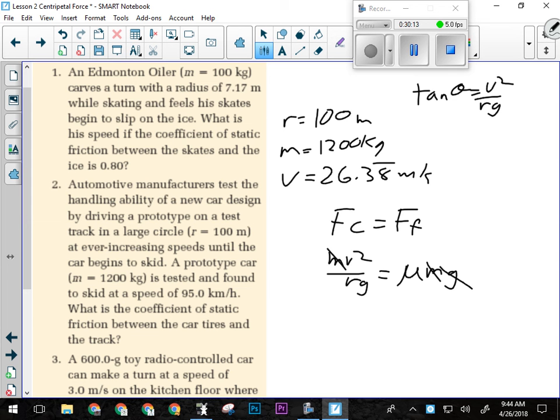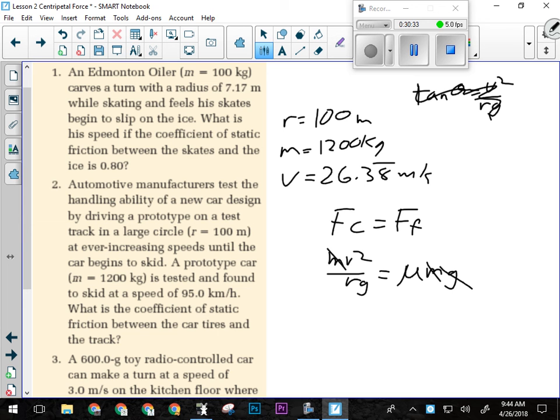Corners have stuff in common, right? I'm solving for the thing that influences the corner, friction. I'm solving for the thing that influences the corner, bank. They have the same three things affecting them: the speed, the radius, and gravity. So it's only natural that their formulas should be similar.